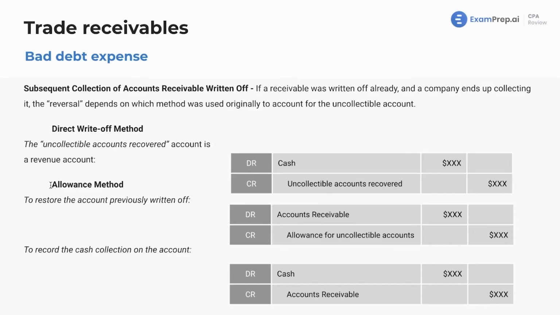And then the allowance method, to restore the account previously written off, we're going to debit accounts receivable. So we're basically putting it back into AR and then removing it from cash. So we're kind of doing an extra step. We're debiting AR and crediting allowance for uncollectible accounts. And then we are debiting cash because it was actually received. So we're restoring the previously written off account. We're just backtracking, adjusting journal entries, redoing the whole thing here, and then actually recording the cash like we normally would as it should be if there was no write-off.